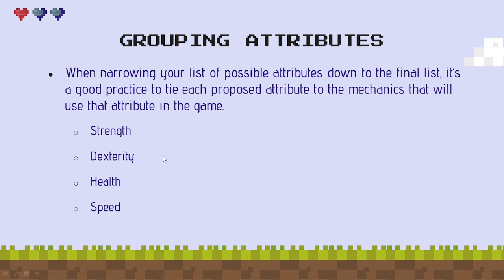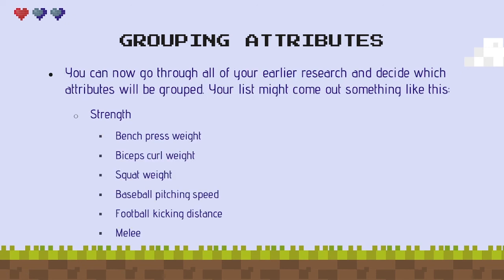So, let's say itong mga 4 na to. So, you have your strength, dexterity, health, and speed. Okay? So, halimbawa, i-group mo itong mga to. Halimbawa, ito. You've listed down some of the attributes. Itong some of the attributes na to can be listed down under strength. So, it's up to you kung sino yung mga ilalagay mo dyan.